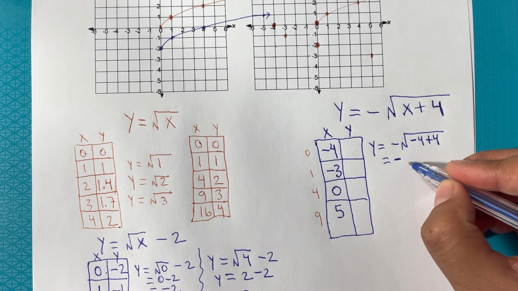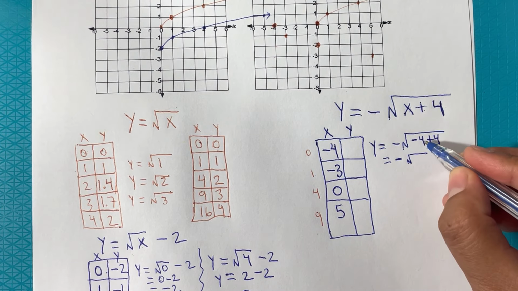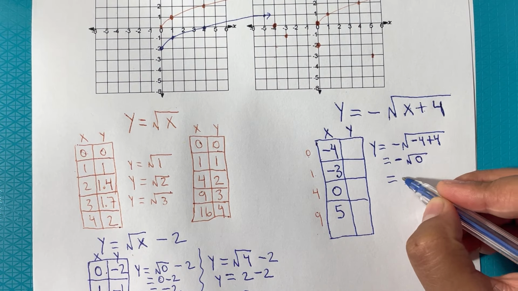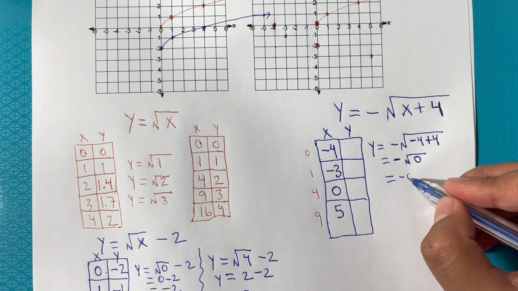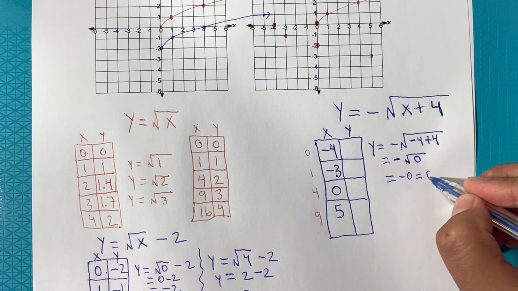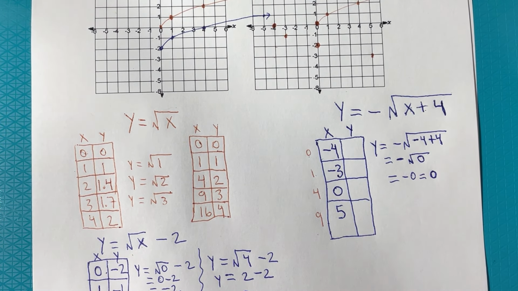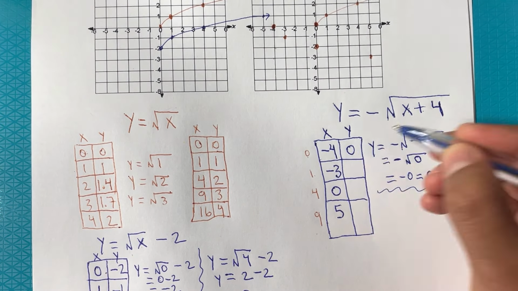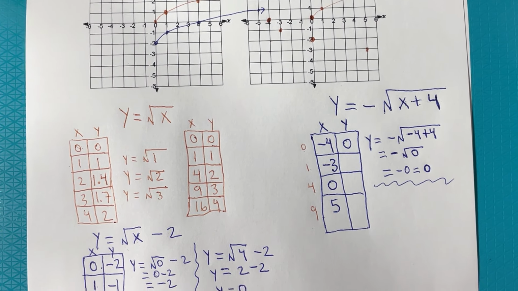We bring down the negative. The square root of -4 plus 4 is 0. Bring down the negative, and the square root of 0 is 0. 0 is not positive, it's not negative, it's just neutral. It doesn't belong to any of the two sets. So this will be 0.